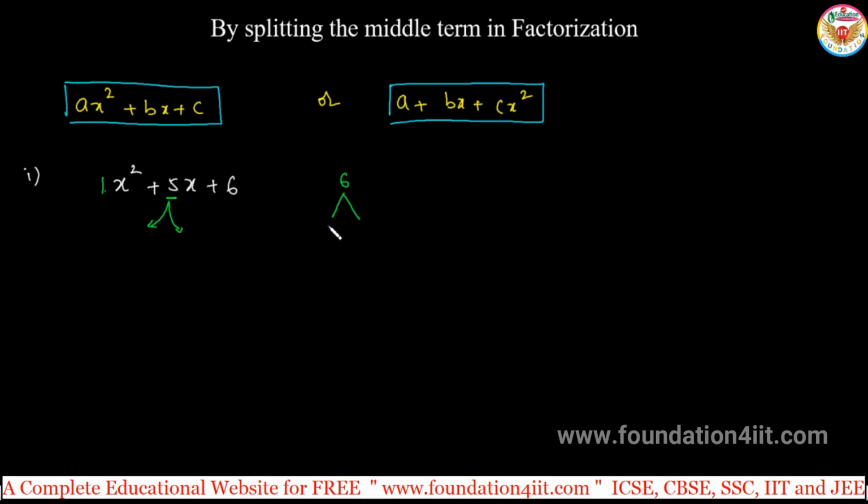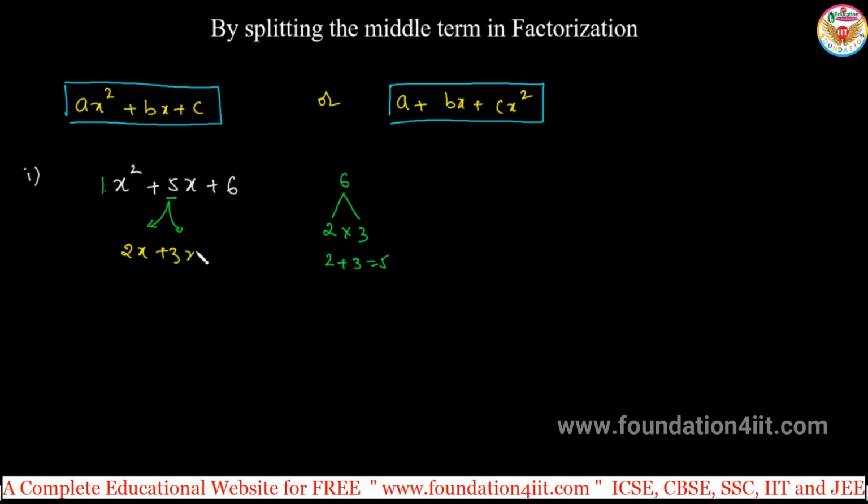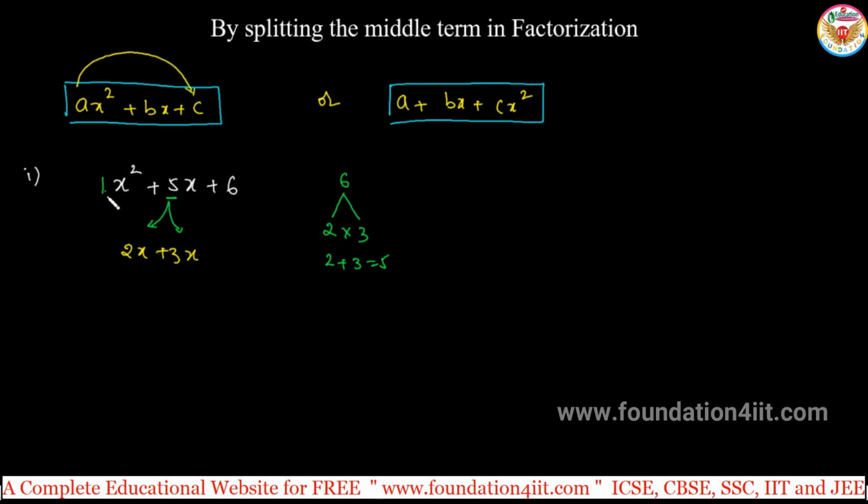So here is 2 into 3, 2 into 3 is 6, and 2 plus 3 is equal to 5, right? That means 5x we should write like 2x plus 3x. Even 5x I can write 1x plus 4x also, but 1 into 4 is not 6, right? So the middle term should be made into two parts. Those two, if you multiply, should be equal to the product of a into c. That means the product of x square coefficient and constant. Now here is x square term as it is plus 6.